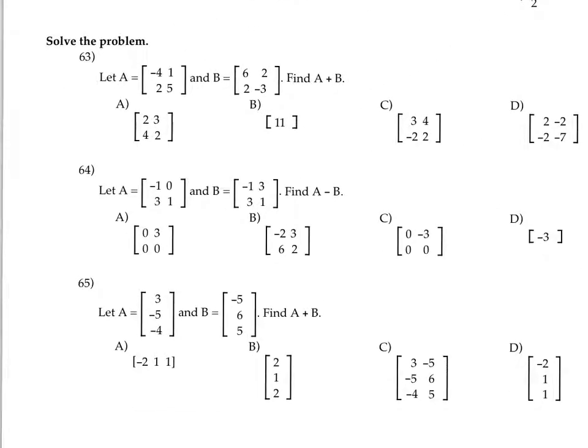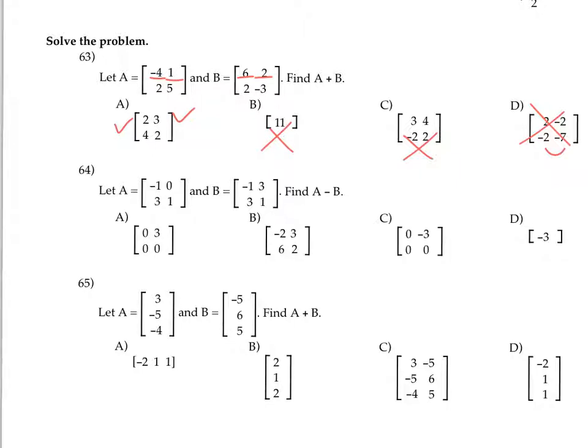For number 63, we are adding some matrices. If we start off in the top left corner, negative 4 plus 6 gives me 2. That means that only A and D are left in the game. And then if I do another one, 1 plus 2 is 3. That means that only A is left. That has to be the answer, even if I don't actually finish that problem.